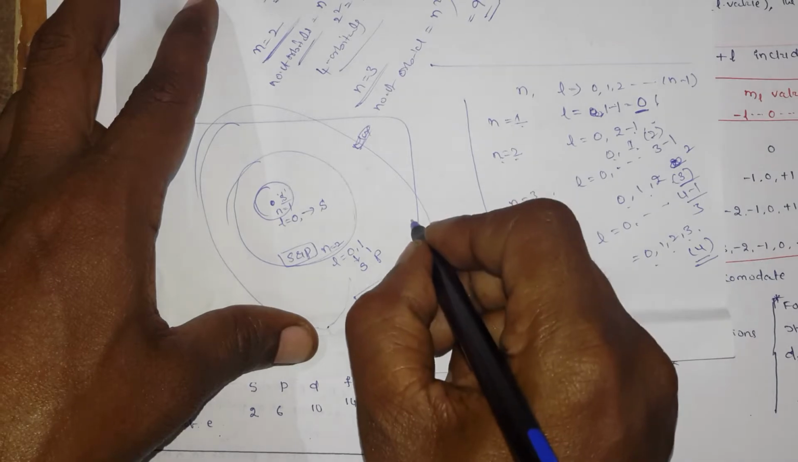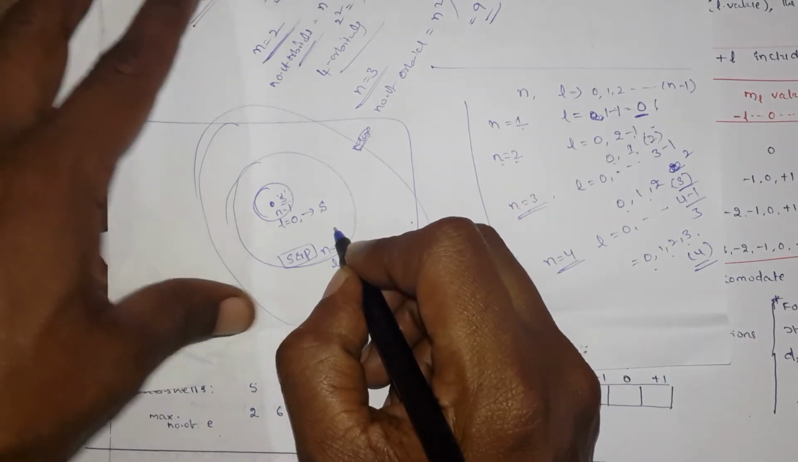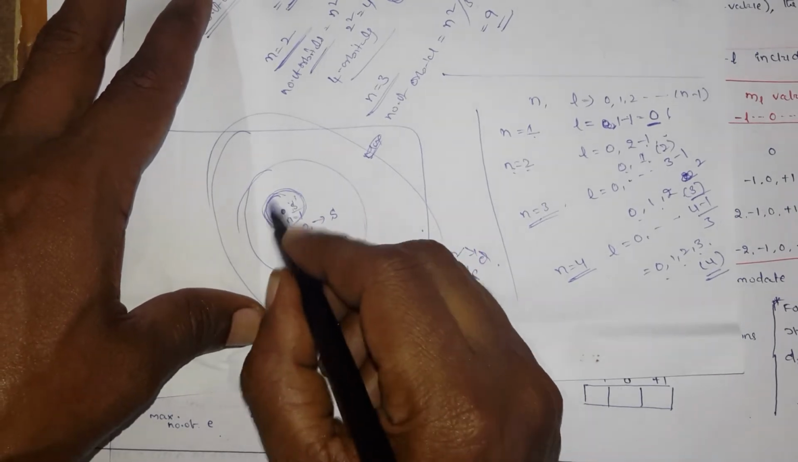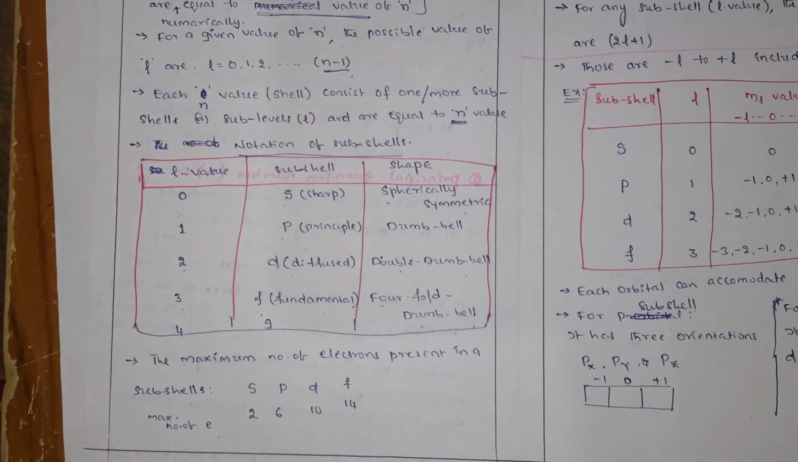Okay, there is no F in this, there is no F, and here there is no D, there is no D, and there is no F, and here there is no P, there is no D, and there is no F, only one s orbital can be present in it. Okay, you have to understand like this, right?